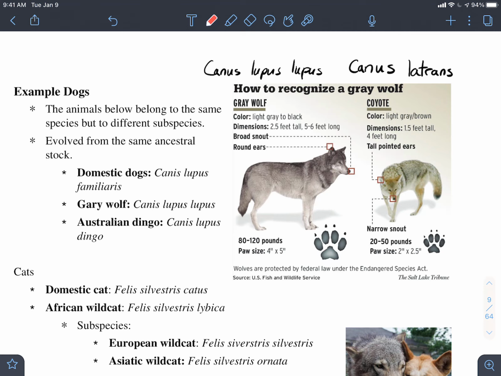But here we have Canis lupus. So Canis lupus familiaris, the domesticated dog. Canis lupus lupus, the gray wolf. They're subspecies because they do not typically get bred with each other.